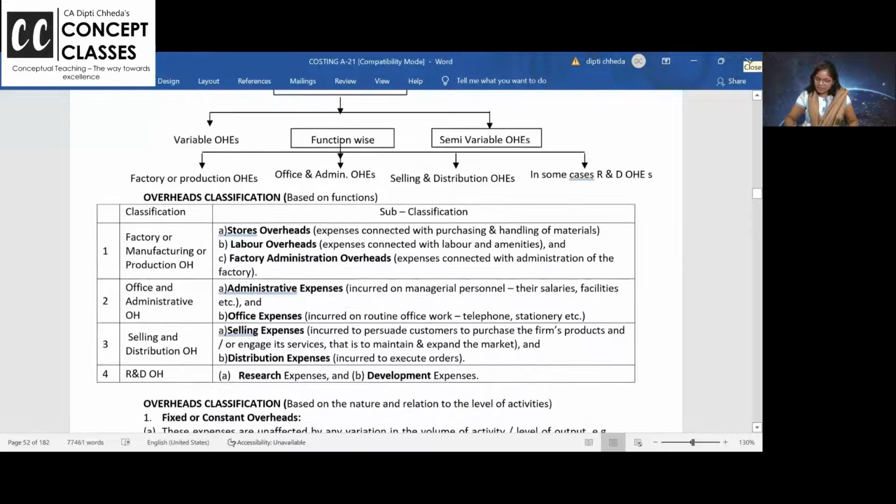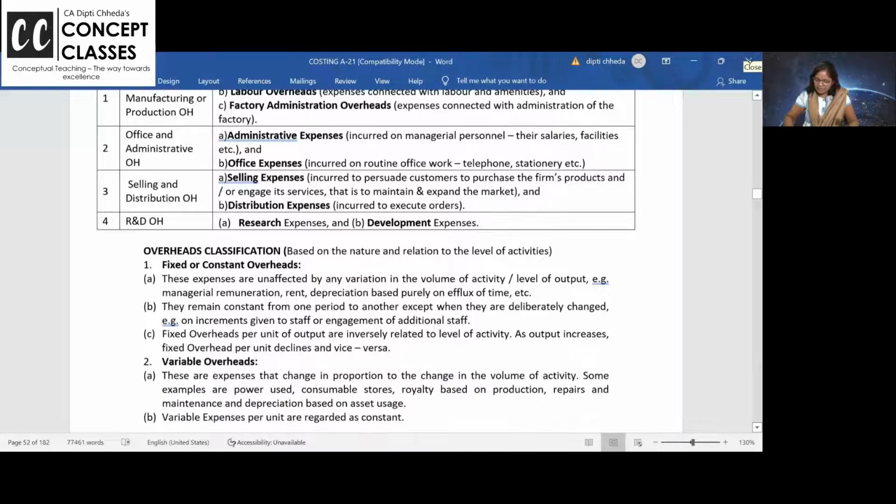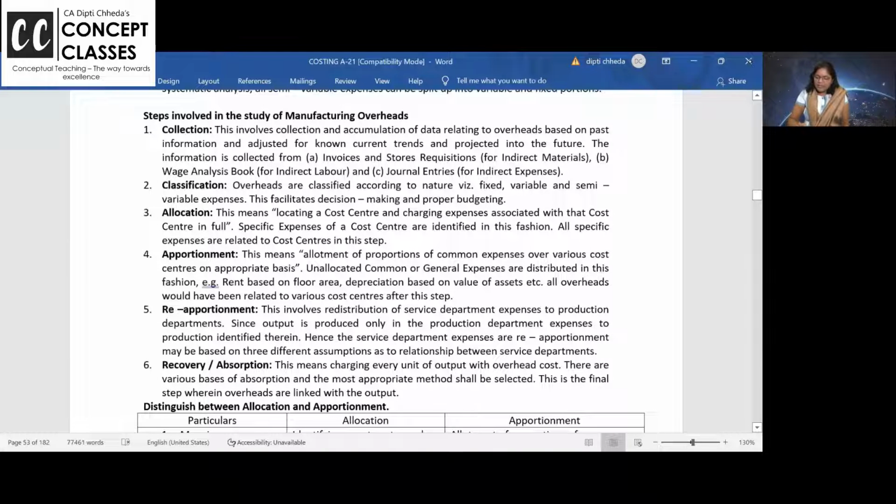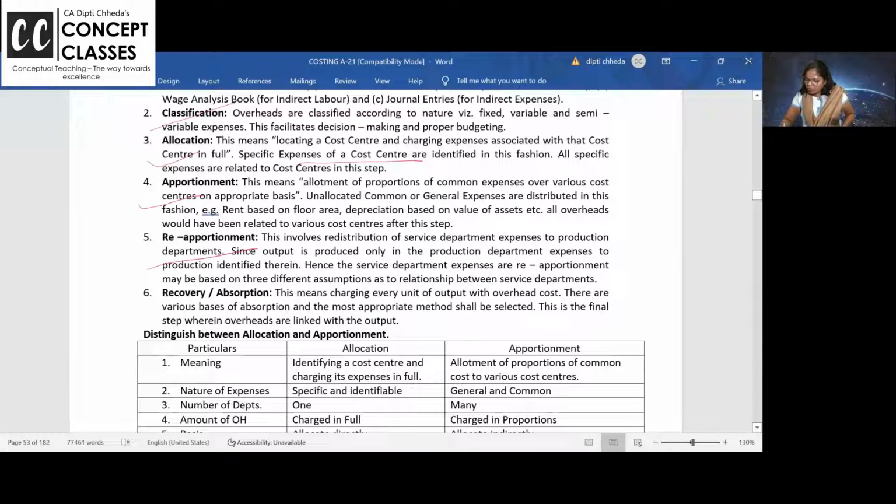Overhead, how they are classified into fixed and variable. First, you collect all the details of the overhead, classify it, allocate, meaning specific cost to specific center. Apportion. Reapportion and then absorb. Once reapportionment is over, P1, P2, P3 get 10,000 rupees, 20,000 again. Now divide by number of hours or number of units to get the per unit, per hour production overhead rate, the absorption rate.